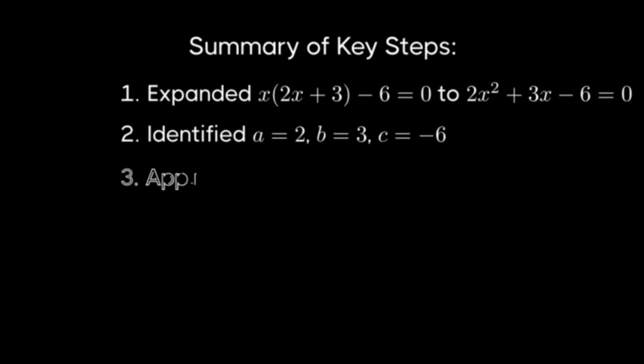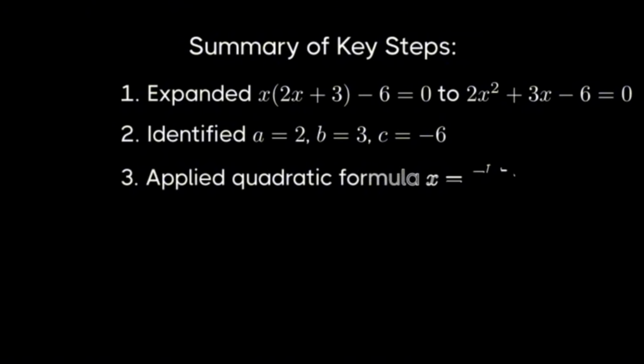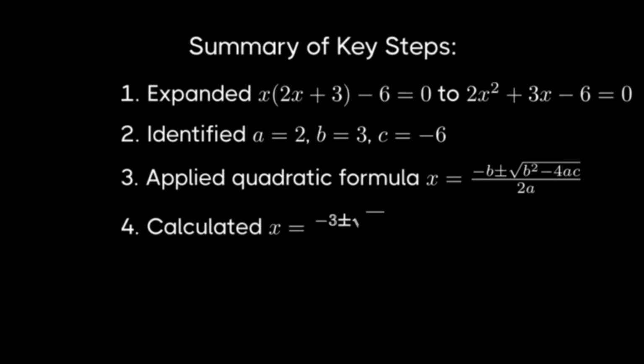Then we applied the quadratic formula, which states that x equals negative b plus or minus the square root of b squared minus 4ac, all divided by 2a. This formula always gives us the solutions to any quadratic equation in standard form. After substituting our values into the formula, we simplified to get x equals negative 3 plus or minus the square root of 57, all divided by 4. The square root of 57 is approximately 7.55.